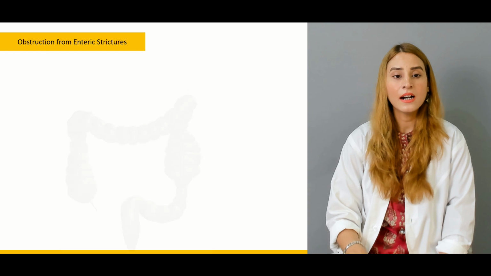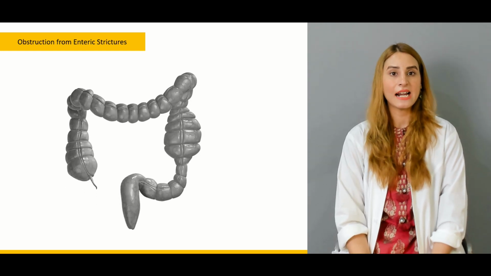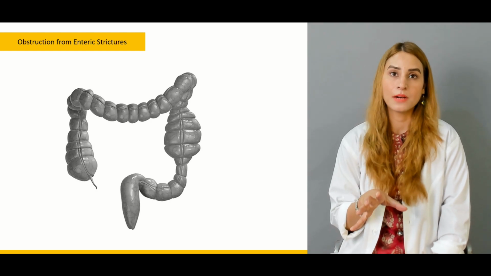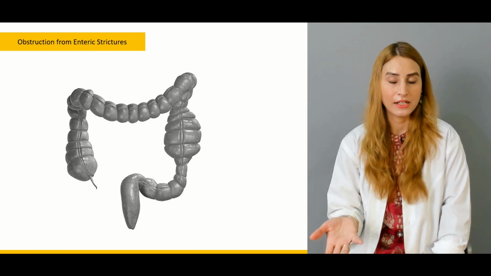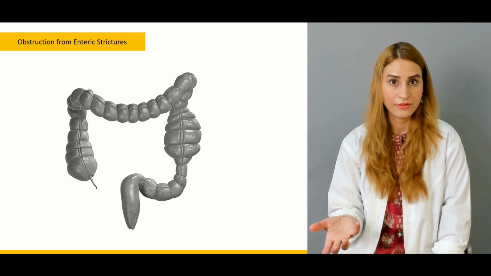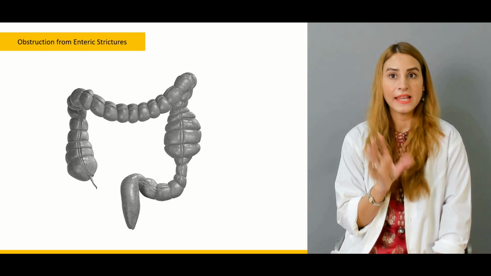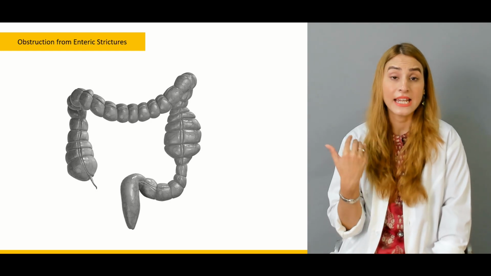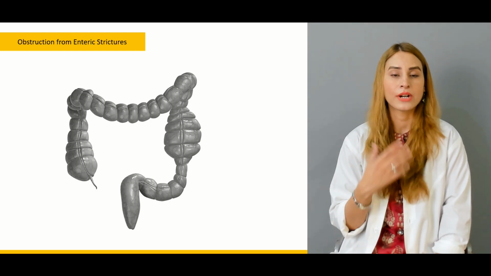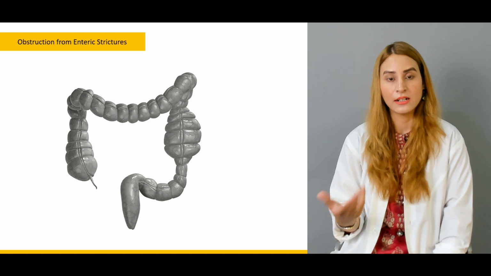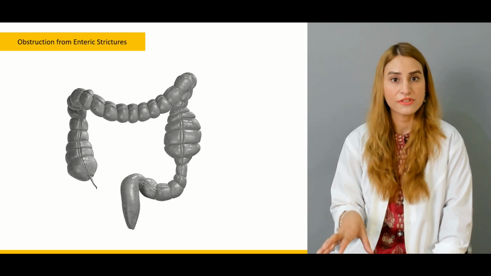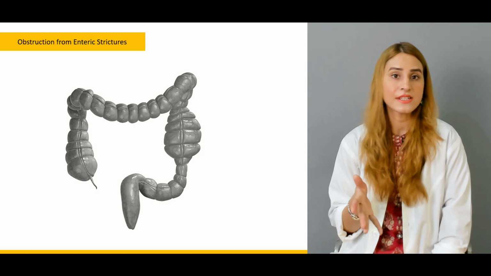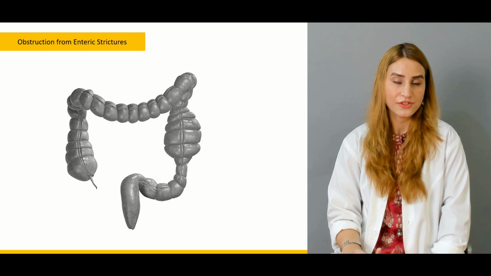So there can be obstruction because of enteric strictures, right? Most of the time, the strictures can be formed after inflammation. So whenever there's enteritis, like in gastroenteritis, or in enteric perforation or enteric typhoid, most of the time there can be stricture formation. There can be TB as well, and there are a lot of other causes, like malignancy. There can be malignant strictures, right?